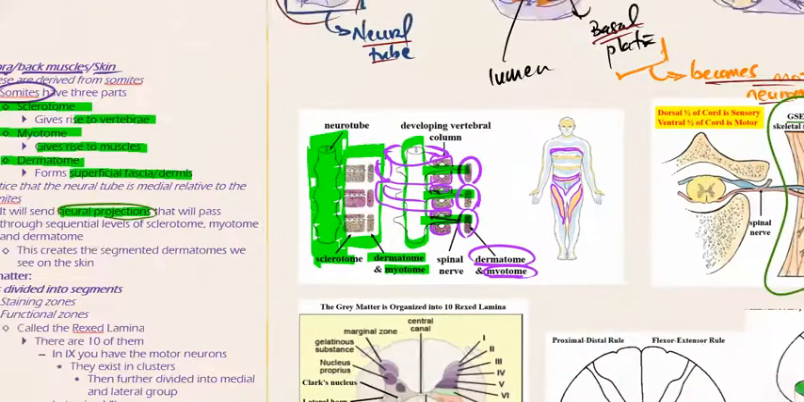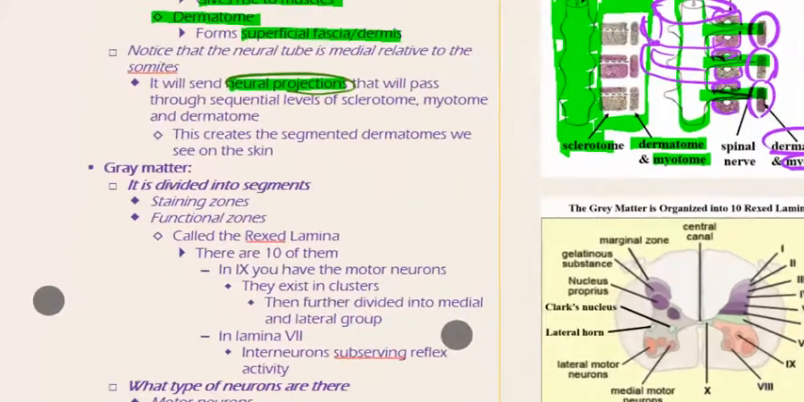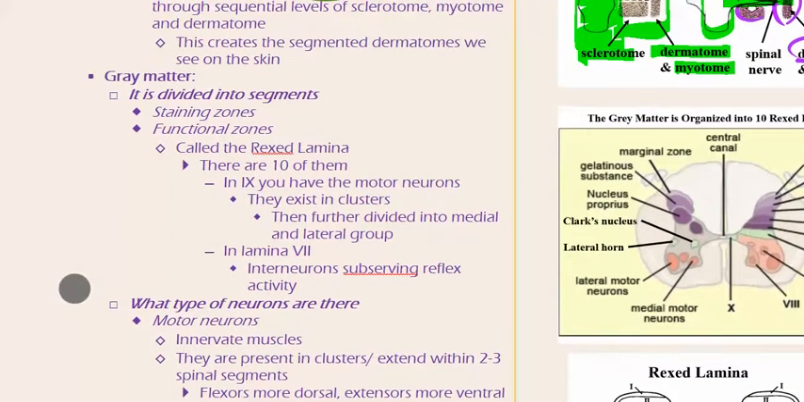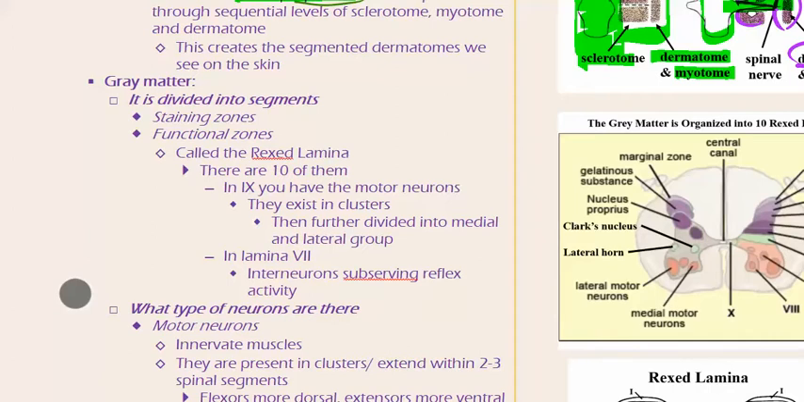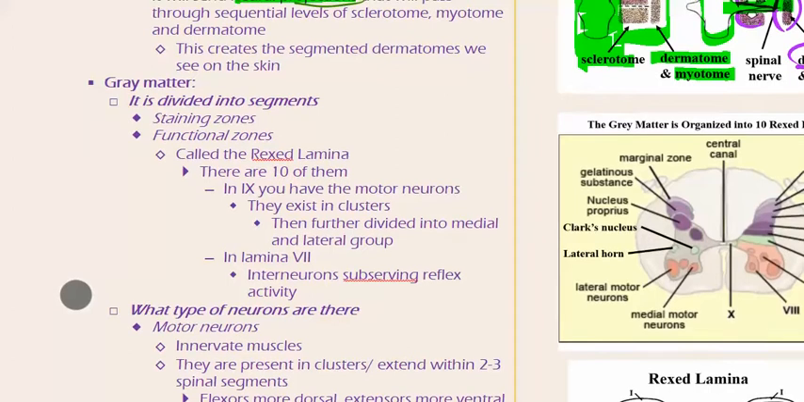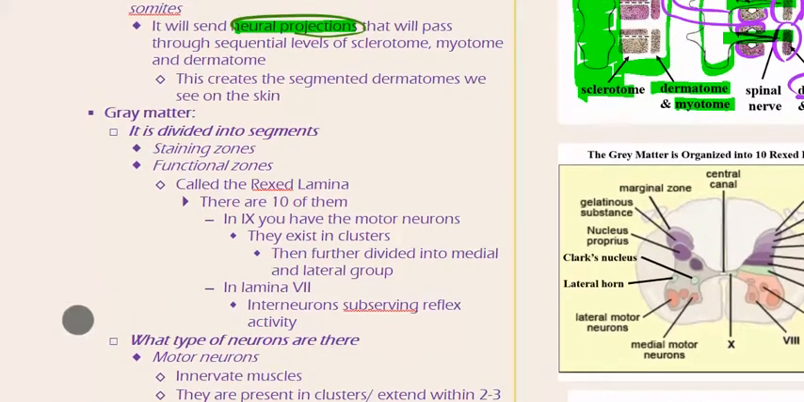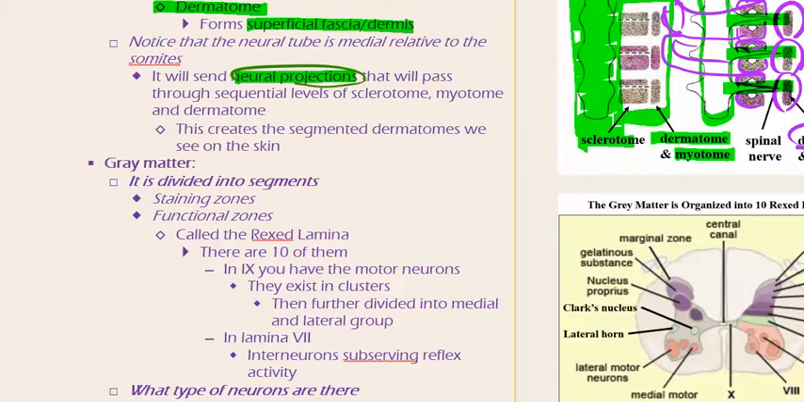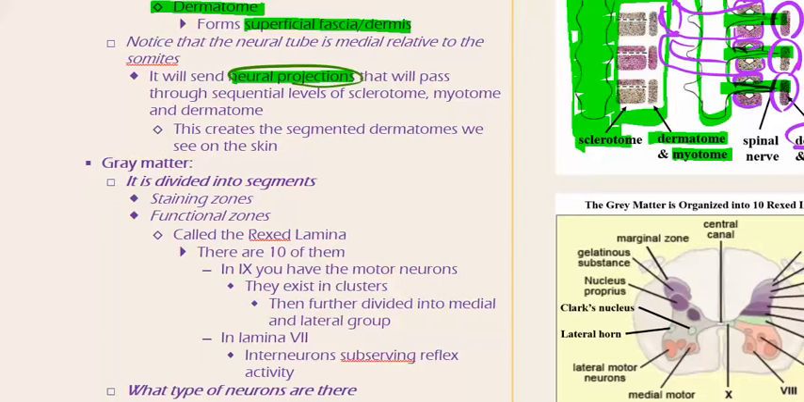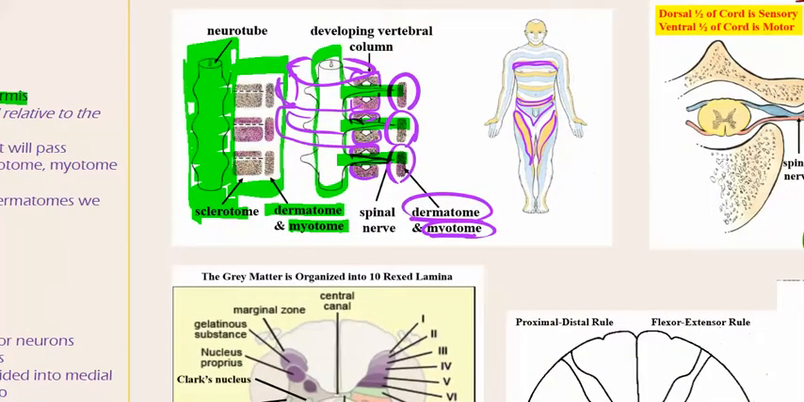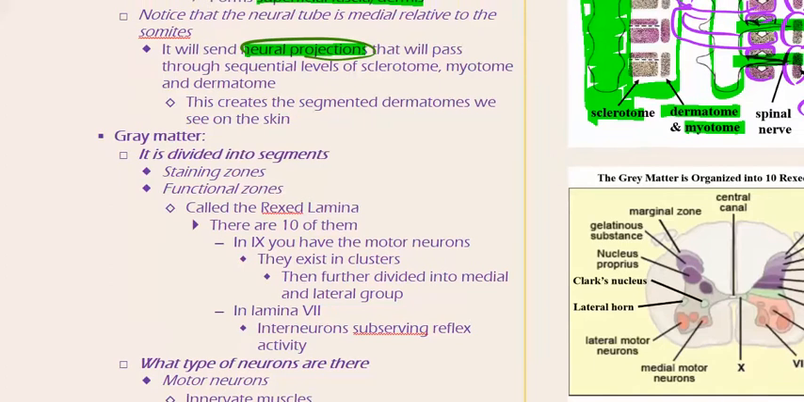Okay, so moving on. All right, so we talked about where the spinal cord is derived from, the neural tube. Then we talked about the alar and basal plate. Then we talked about how the neural tube is leading to the formation of these dermatological layers or sensory layers. Now what we're going to consider is the division of the gray matter.